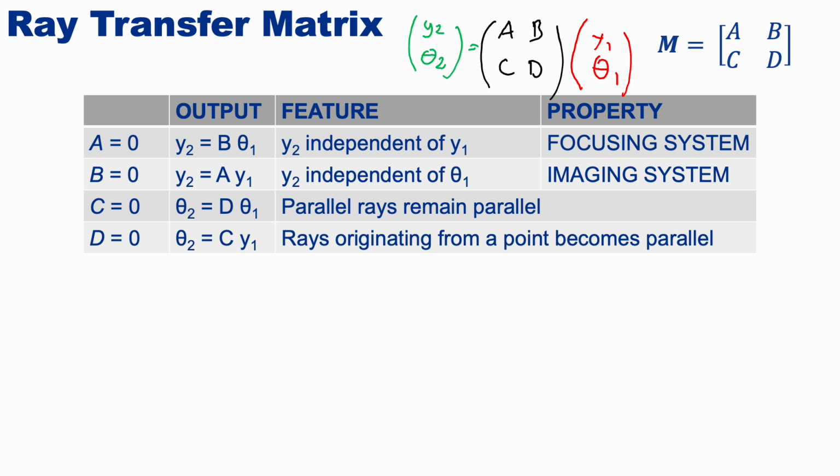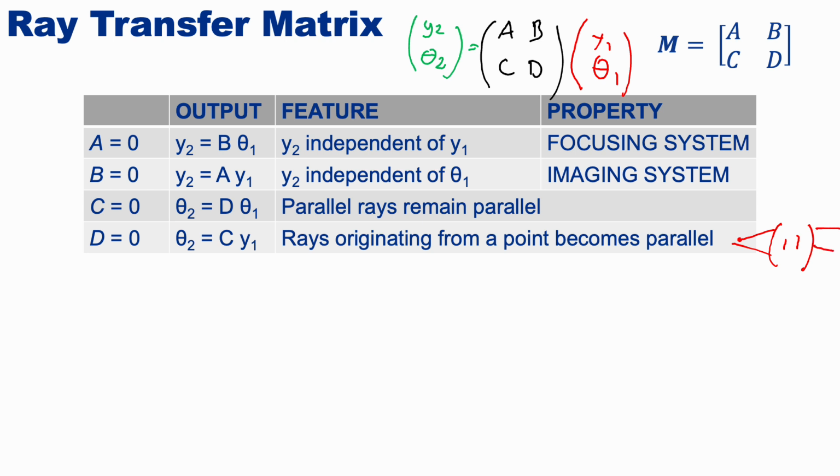C equal to 0 gives us that parallel rays remain parallel. That means that the angles between the input and output are proportional, and that is the case when we have parallel rays in the input and output spaces. D equal to 0 forces the output of the ray to be proportional to the height of the incident. So that means rays that come from a single point become parallel. That's the case where we have the optical system, and after that we have parallel rays.